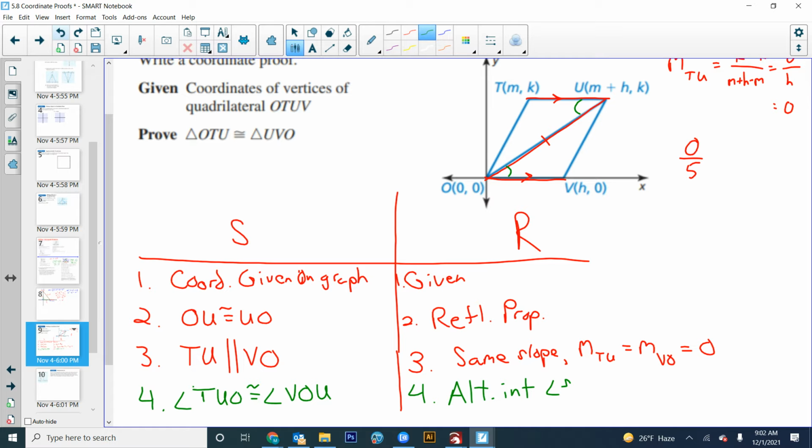Okay, I don't care. Either one. McKenna gave us alternate interior. Let's go for it. Well, let's find the slope of OT. How much do we rise to get from O to M? Rise. K. Run. M. Okay. What's the slope of UV?